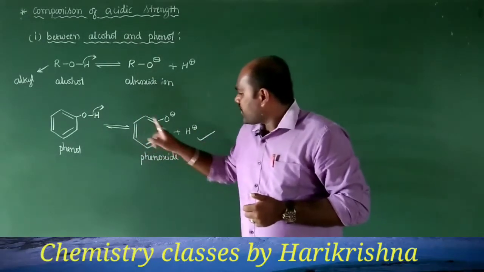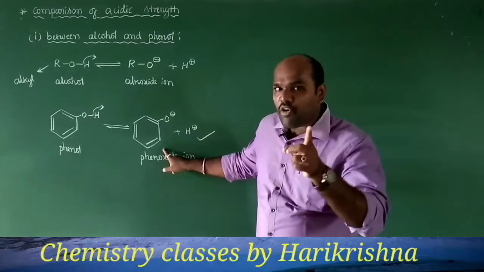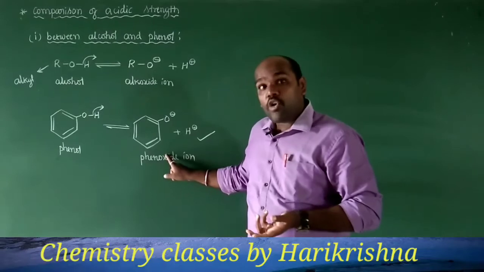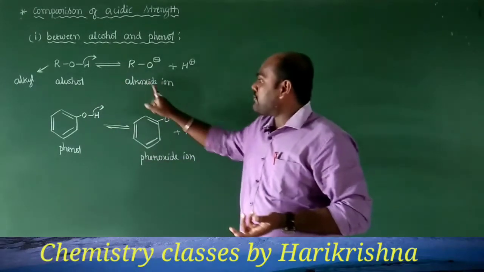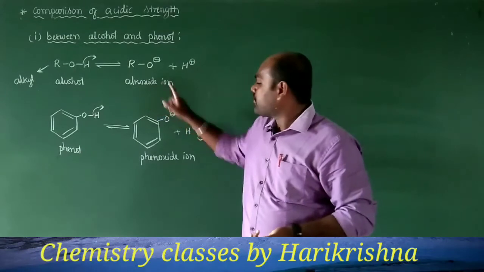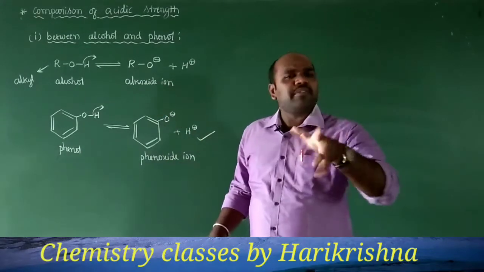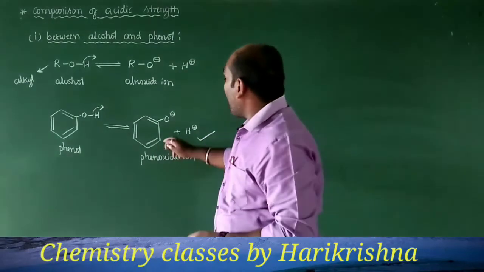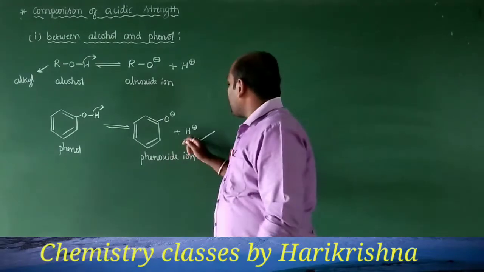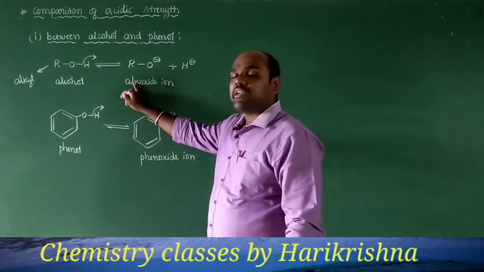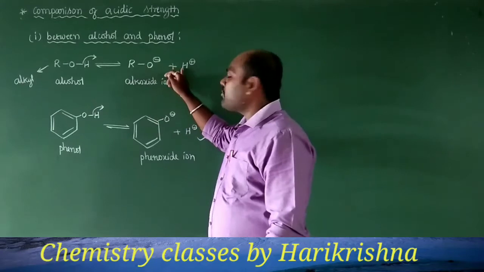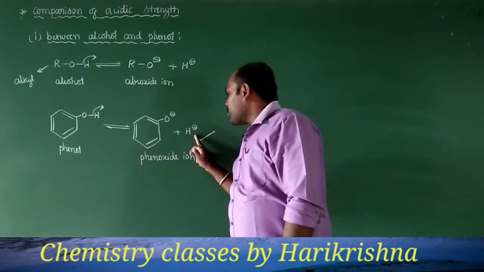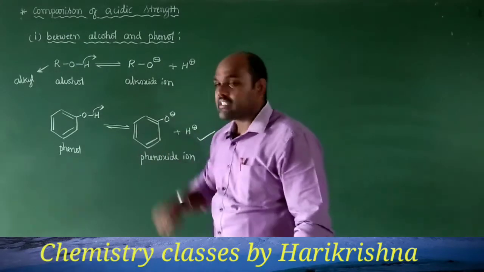So here the formation of phenoxide ion will occur more fastly compared to alkoxide ion, and phenoxide ion is more stable compared to phenol as well. Alkoxide ion is less stable compared to phenoxide ion. This is with respect to resonance. But with respect to other factors also we can explain why phenoxide ion is more stable and why alkoxide ion is less stable, and why the formation of H plus is relatively slow in case of alcohol and formation of H plus ion is more fast in case of phenol.